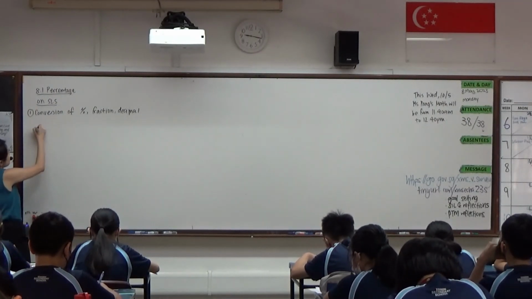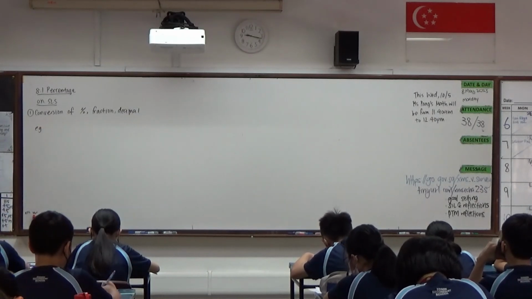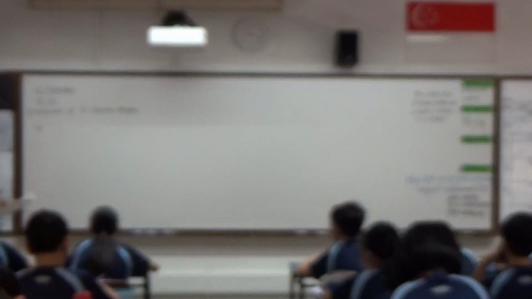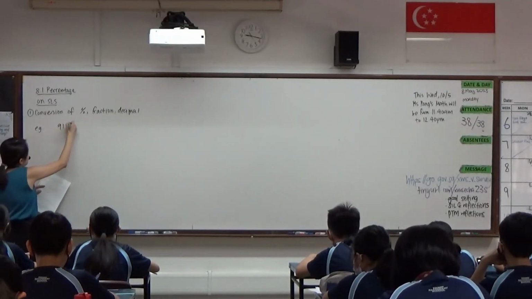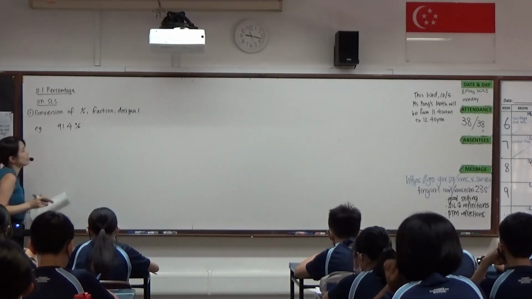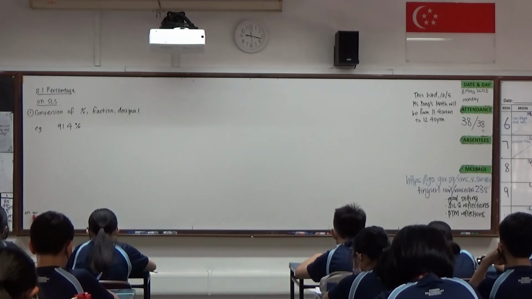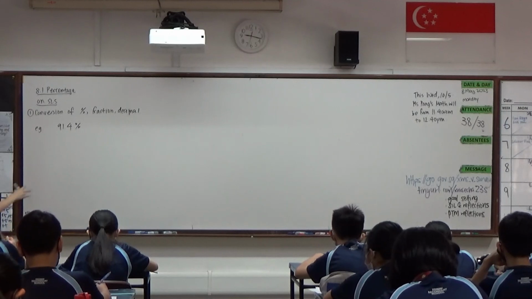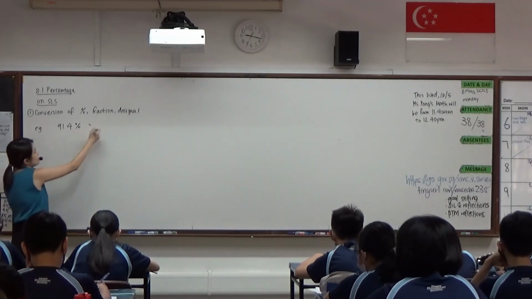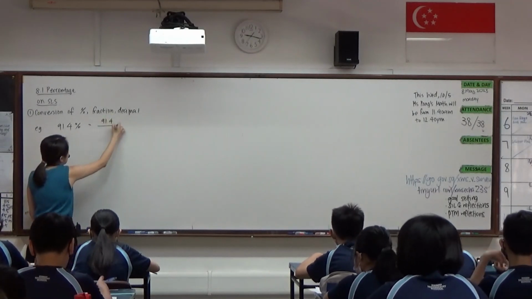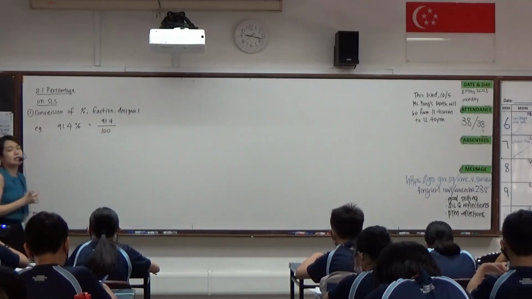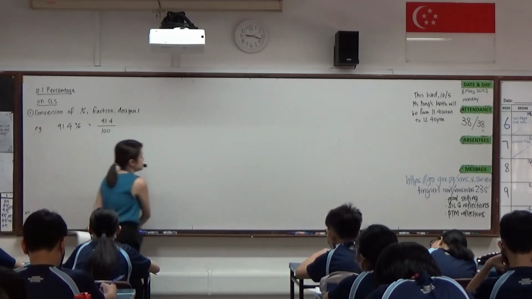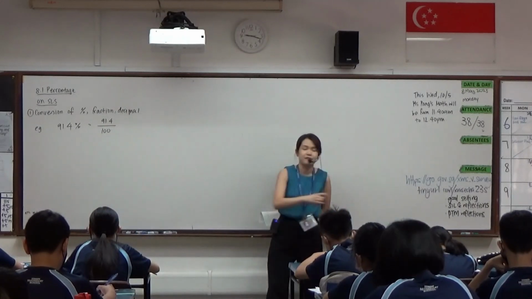Just a very quick example, because I did look through the work. Some of you don't quite know how to actually write your answers yet. So for example, when we are given 91.4%, for presentation-wise, percentage actually refers to over 100. We get 91.4 over 100. However, I want to emphasize that this is not a fraction.